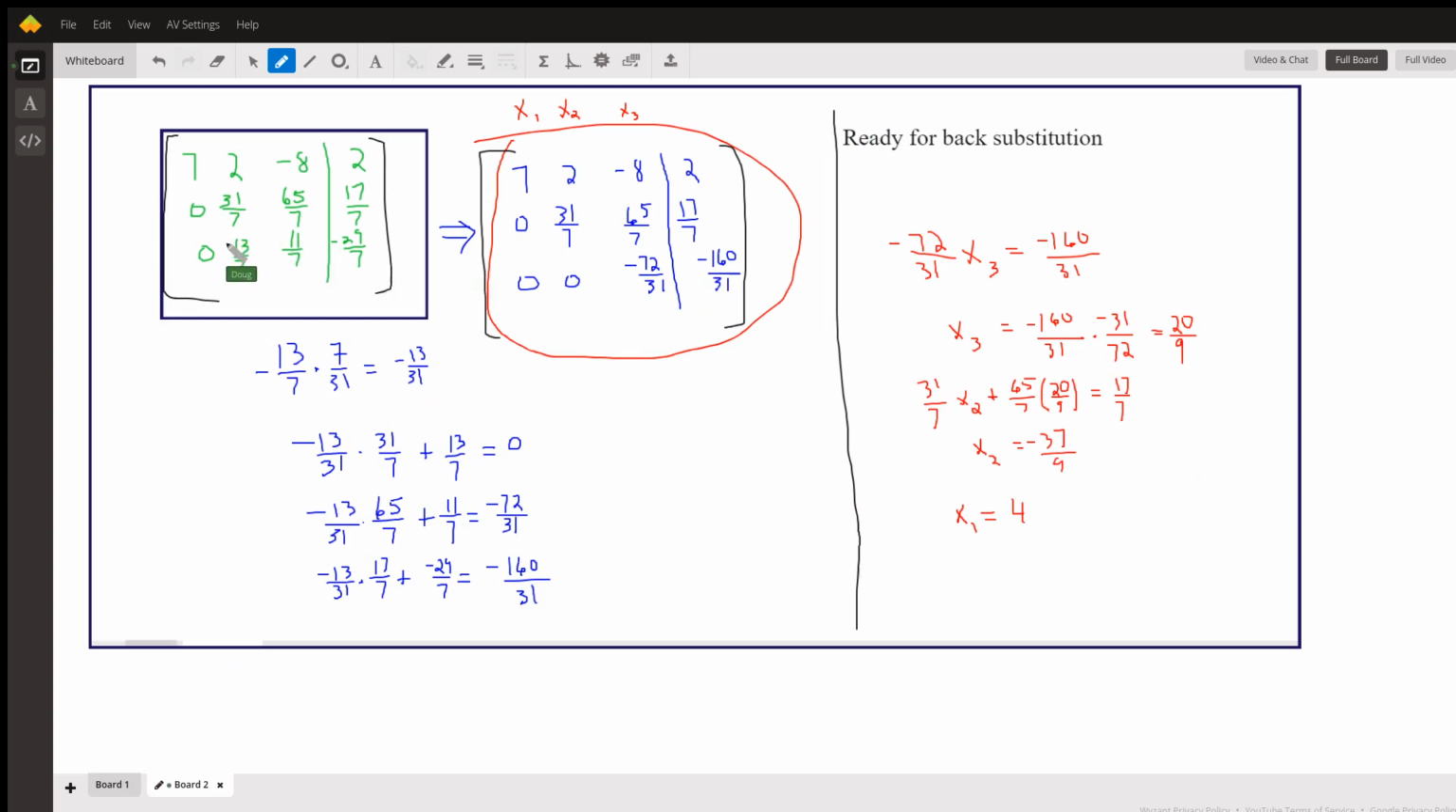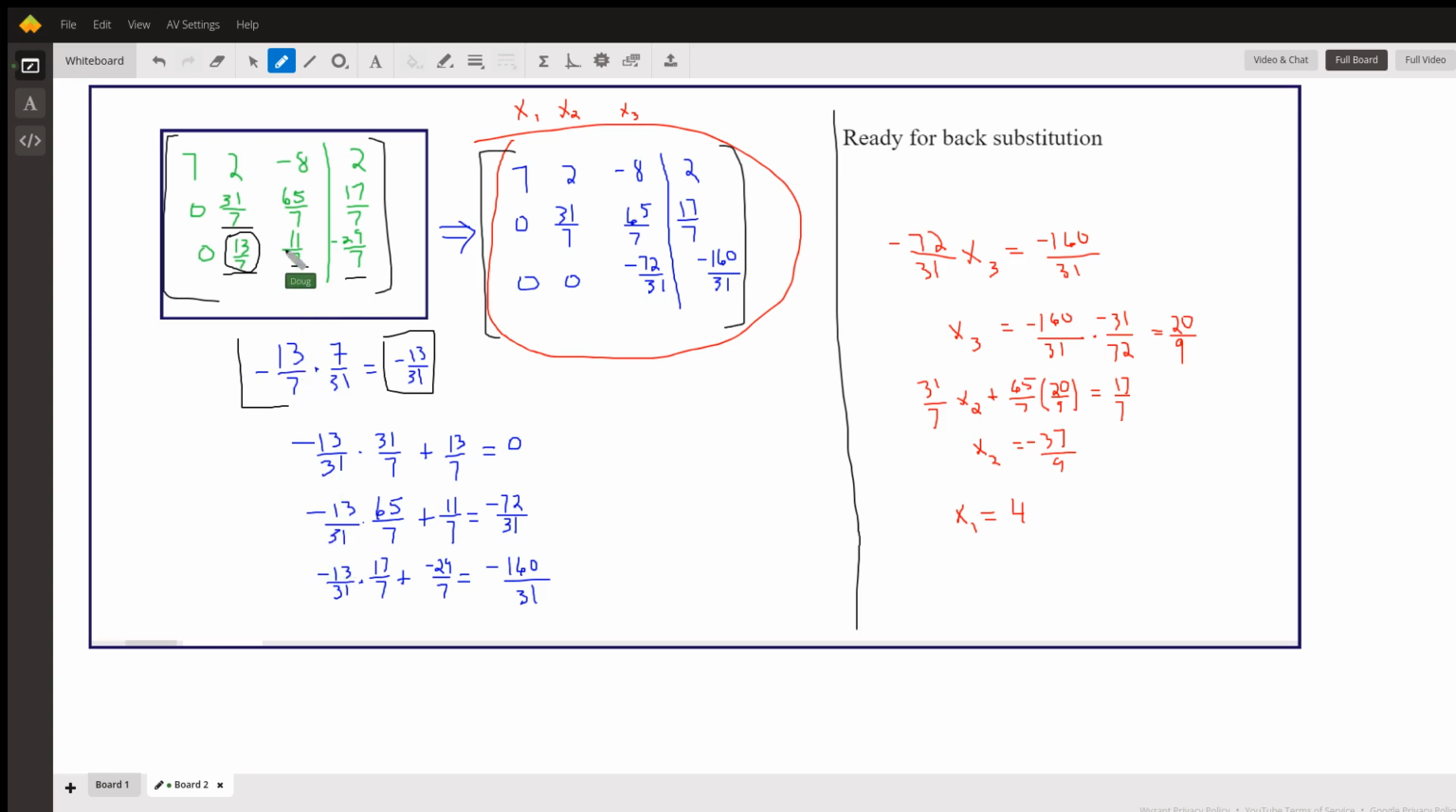How do we turn this element to 0? We divide this element by this element and take the opposite. So -13/7 times, if I divide by 31/7, that's the same as multiplying by its reciprocal. So there's your multiplier. -13/31 times 31/7 added to 13/7 gives us the 0 that we need there, but then we have to adjust these two elements right here.